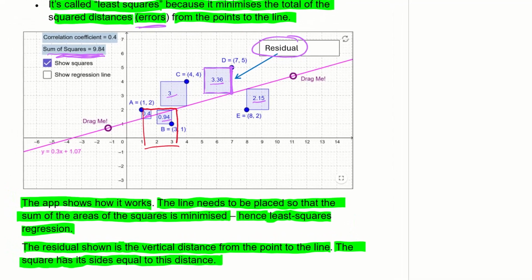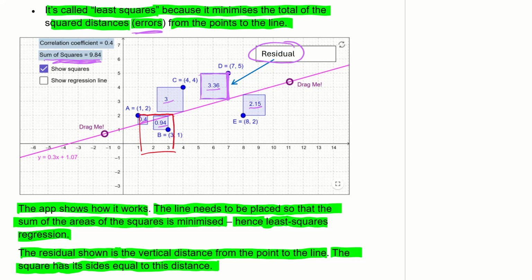So that's the idea of the least squares regression line. All you need to be able to do once again is calculate it on the calculator, but this is the meaning of it.